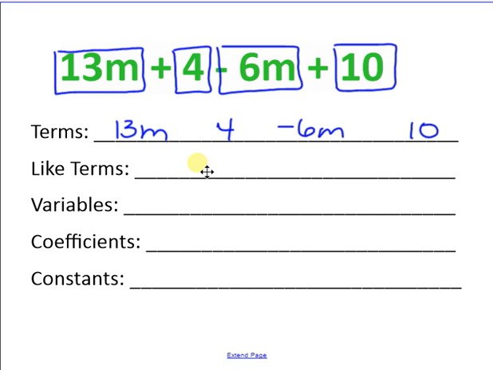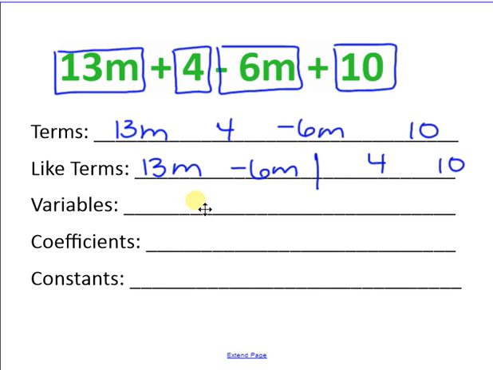What are our like terms? Well, we have 13m and negative 6m. And then I'm going to draw a line here because we also have another set of like terms, 4 and 10. They don't have any variables and they don't have any exponents, but they're two numbers that can combine.